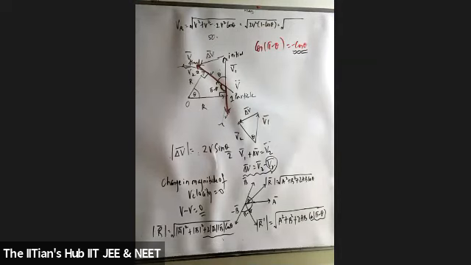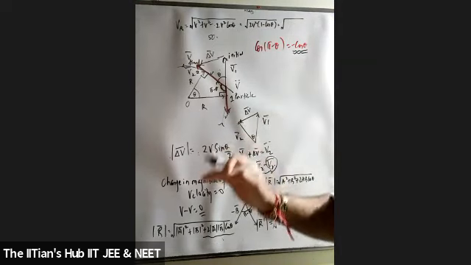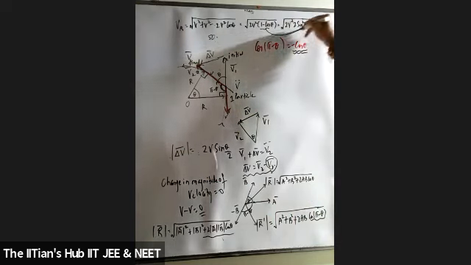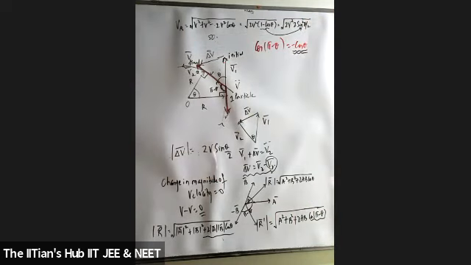Students, what is 1 minus cos theta? It is 2 sine square theta by 2. This is its formula. So taking 2v square common, 1 minus cos theta becomes 2 sine square theta by 2, so 2v square into 2 sine square theta by 2. Is this clear, students?